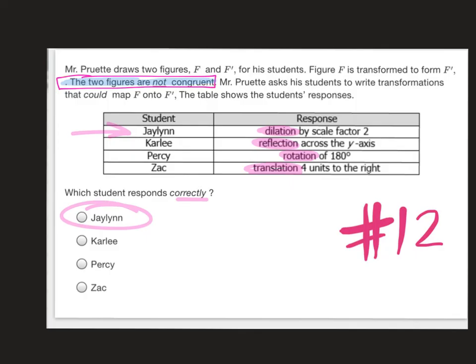All right, last one on this. Honestly, they told you right off the bat, if you read this paragraph up here at the top, the main thing I highlighted, it says the two figures are not congruent. That tells me that it has to be a dilation, because a dilation is the only transformation that produces a figure that is not congruent. And if we look through the 4 student responses, there's only one that says dilation. So that tells me that Jaylyn was my correct answer.